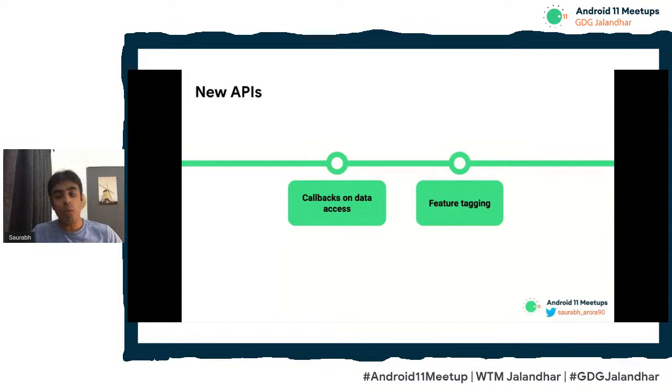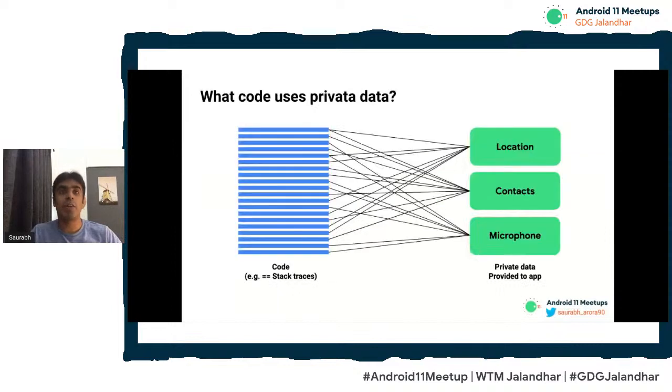And along with the callback, you can also attribute this private data access to certain logical features inside your app. What I mean by this is, let's say you have a bunch of spaghetti code, and certain parts of it are accessing location, somebody's accessing camera, somebody's accessing microphone, and you really want to know when this certain access is happening.